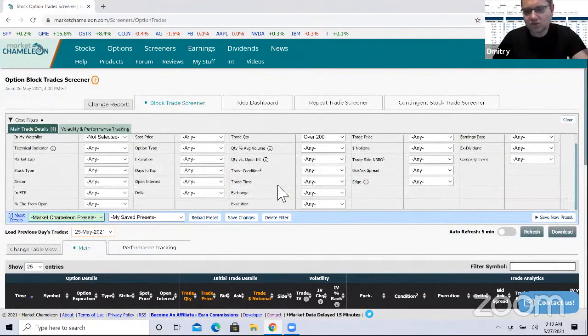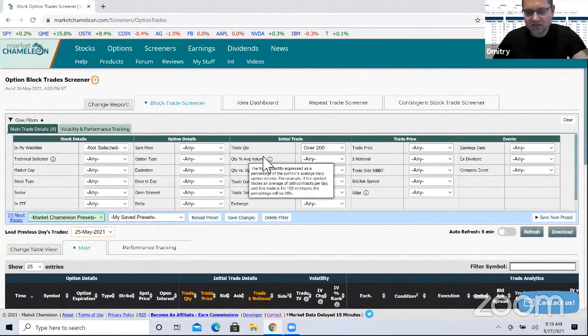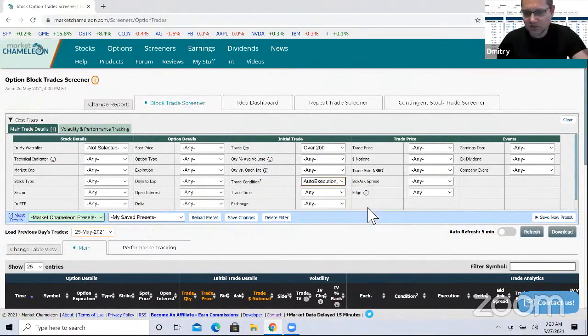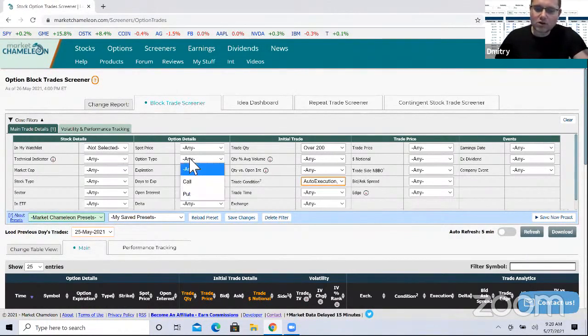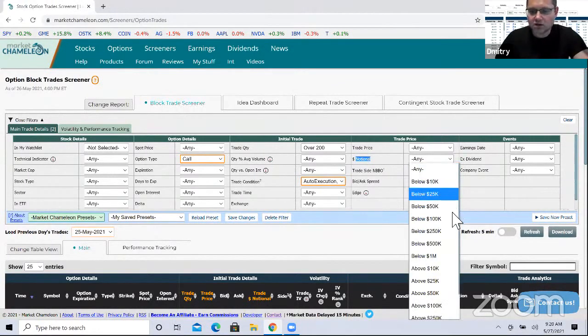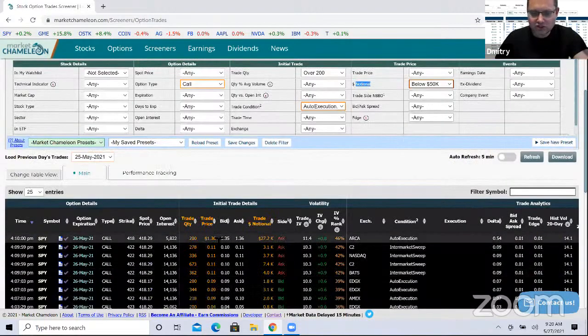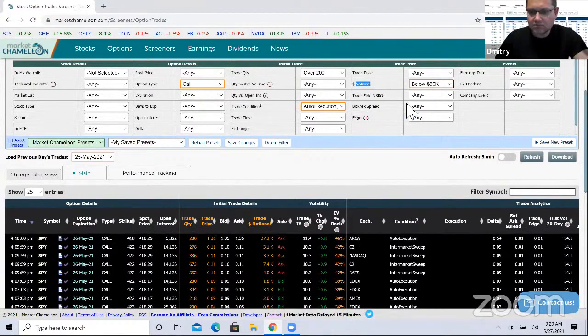Let's just say May 25th. For trade condition, again, let's just put auto execution, intermarket sweep, or regular. Either one of those is fine with me. I'm going to look for call options. I'm going to look for maybe a minimum notional value of 50,000. So whatever this trade was, it had to be above 50,000.